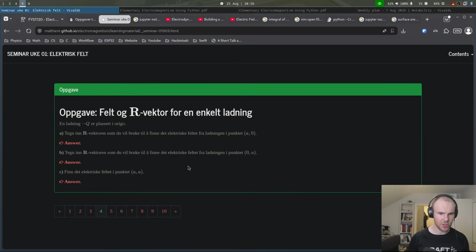Okay, next task. A charge minus Q is placed in the origin. So we have a charge minus Q in the origin. We have to draw the R vector to find the electric field from the charge in point A, 0. Then we also have 0, A. Oh, that was my mistake. It's A, A. We want to draw the R vector to find the electric field in that point.